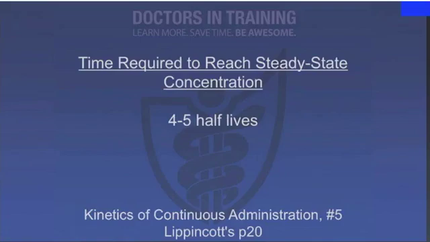Once you've been on the infusion for 4 or 5 half-lives, you should be at your steady state concentration or pretty close to it. If you check the blood level too soon, you haven't gotten to steady state yet, and you start adjusting based on those drug levels, you're going to adjust improperly, and you're going to wind up with too high a level or too low a level.